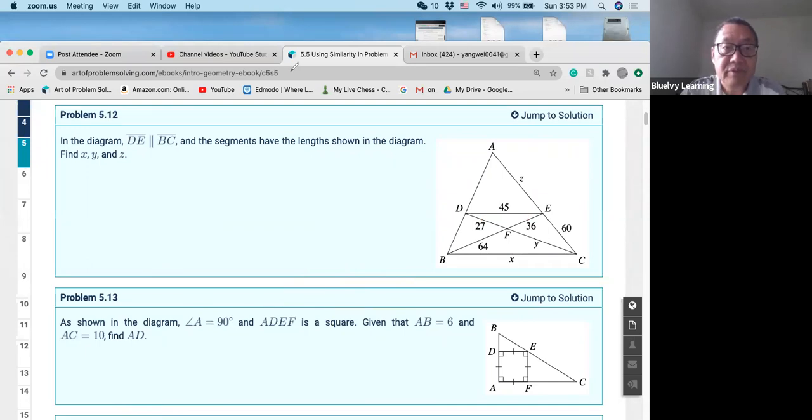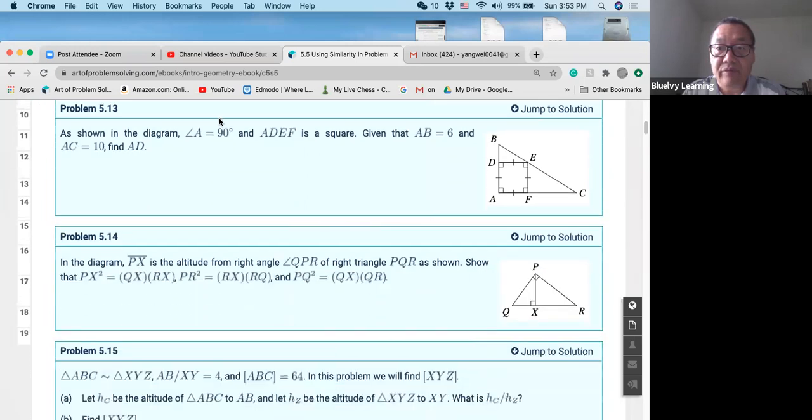This one, let's say angle A equals 90 degrees. ADEF is a square. Given AB equals 6 and AC equals 10, they ask you to find AD. Suppose AD is X. We don't know that yet. Because this one is a square, definitely DE will be parallel with AF, and also parallel with AC. EF will be parallel with AD, and also parallel with AB.